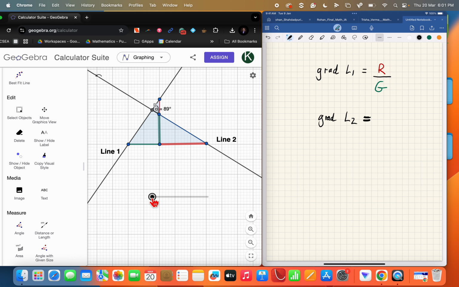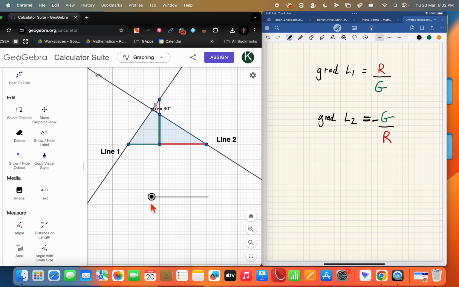So we've come to this really interesting property about perpendicular lines, that for line 1 the gradient is red over green, and for line 2 the gradient is green divided by red. But you can see that one line has a positive gradient and the other line has a negative gradient.